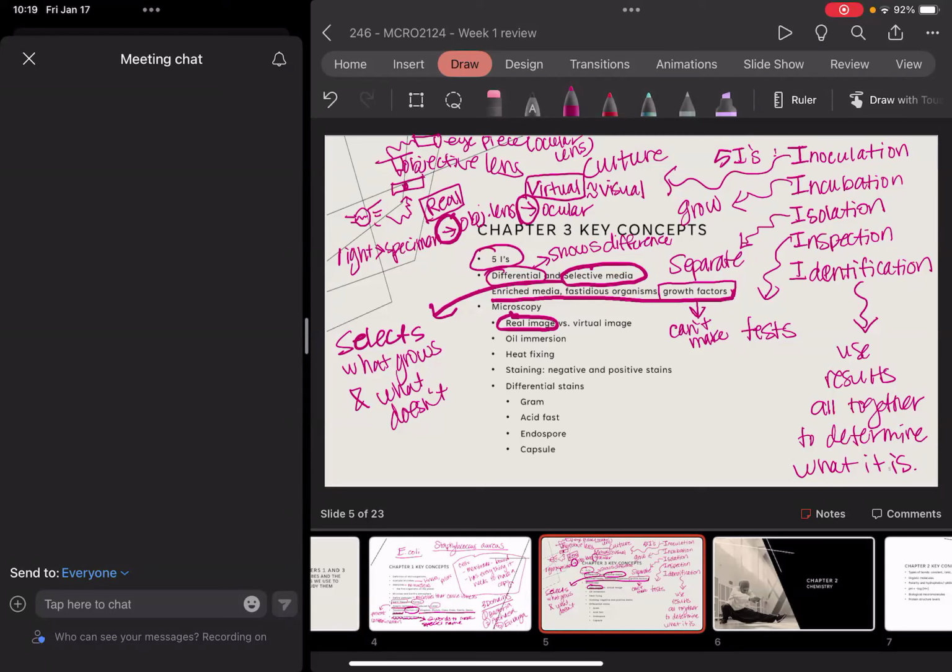Oil immersion. This just reduces light scatter. When we're reducing light scatter, another word for light scatter is refraction.